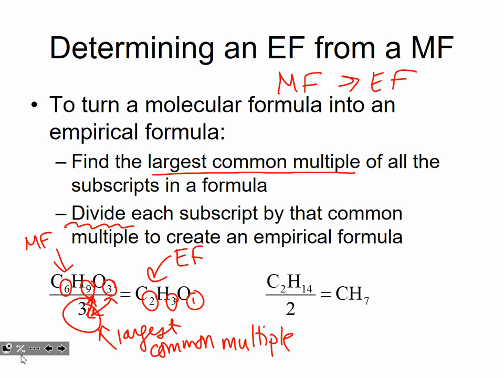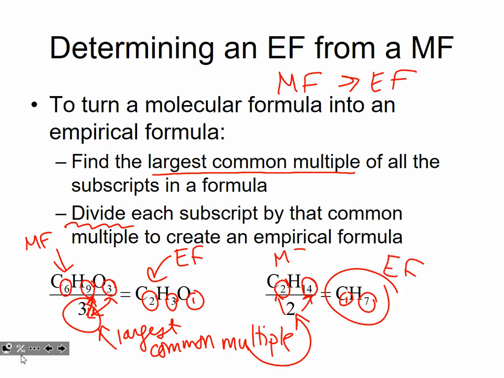Just another example, C2H14. The subscripts 2 and 14, their largest common multiple is 2. Right, not 7. You divide each of these subscripts by 2. 2 divided by 2 is 1, and 14 divided by 2 is 7, and then we get the empirical formula for this particular molecular formula.